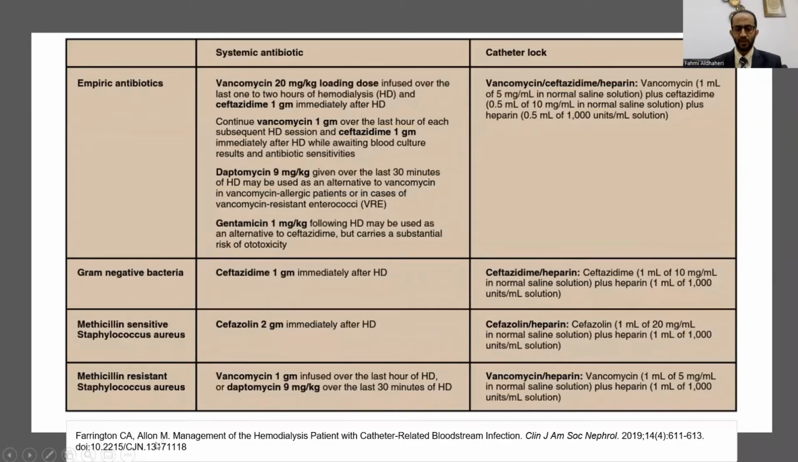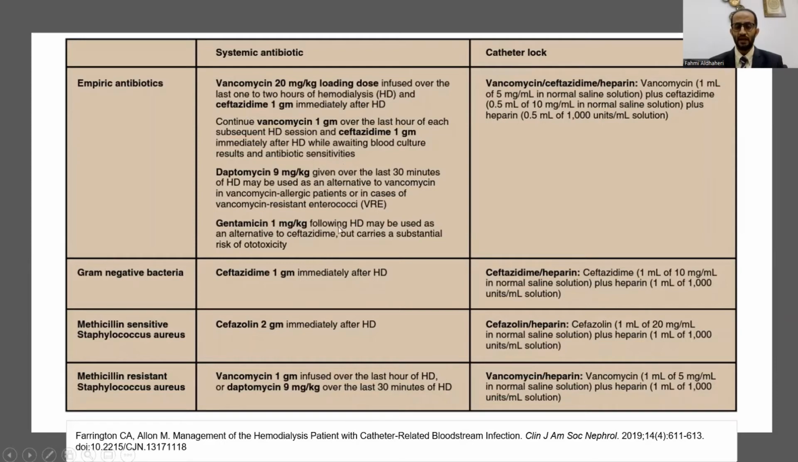This is from Dr. Aaron, published in the Clinical Journal of the American Society of Nephrology in 2019. This is a suggested protocol for patients with CRBSI. Again, the empirical antibiotic should be vancomycin to start with, 20 milligram per kg as a loading dose infused over the last hour of hemodialysis, and ceftazidime 1 gram immediately after the dialysis. Then continue both until you have the cultures.